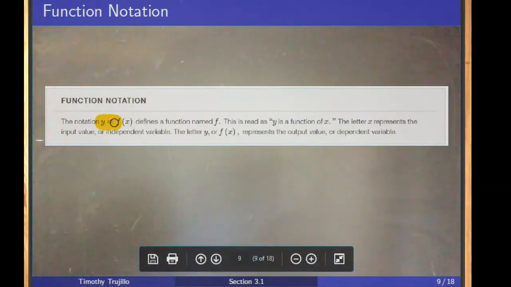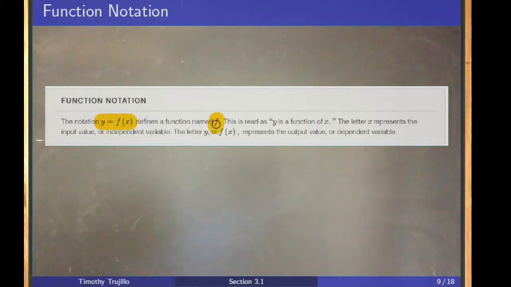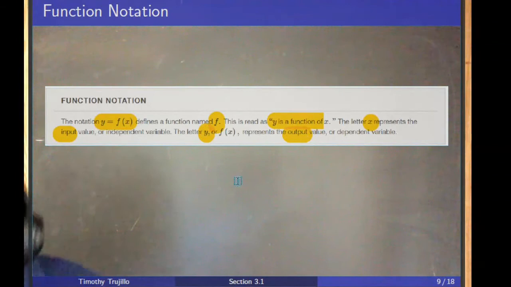We use the following notation, y equals f of x, so that's what I had written on the board at the beginning. We think about it as the function f, so that's defining the function f. This isn't f times x, it's the function f evaluated at x. We say that y is a function of x when we write something like that down. The x's represent the input, and the y's represent the output. And the y is the f of x, okay?